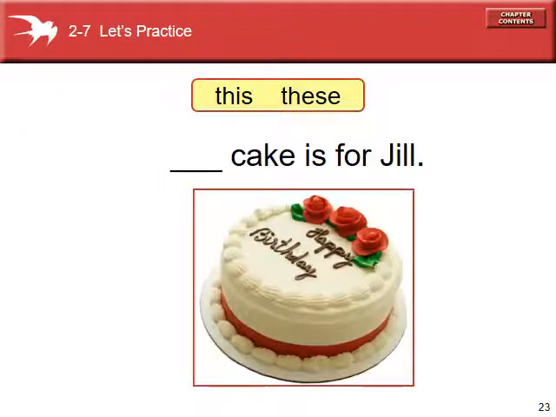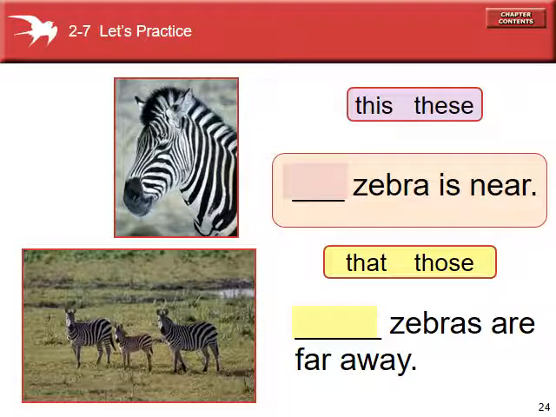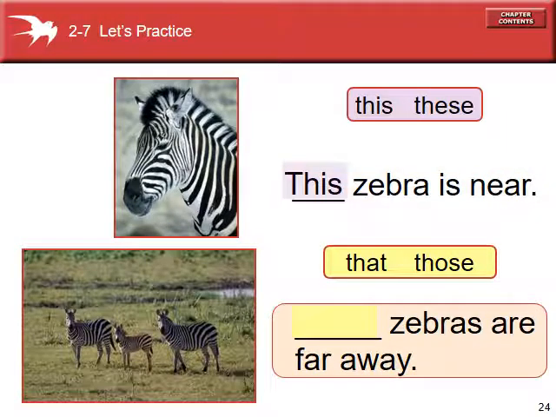Those are plural. So if we look at this one, the cake, I know we can't reach into the computer, but let's assume that the cake is close to us. So we're going to use this cake is for Jill, because cake in this case is singular. In the next one, if we look at zebra, in the first one, zebra is singular, and we're going to say this zebra is near me. In comparison, in this next one, we have the words zebras, and that's plural, so we're going to say those zebras are far away.